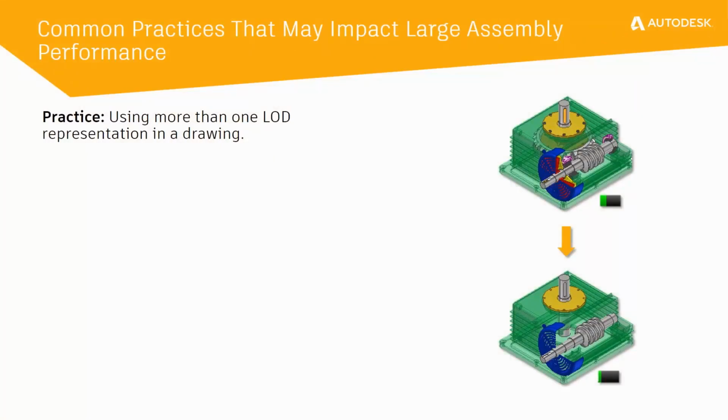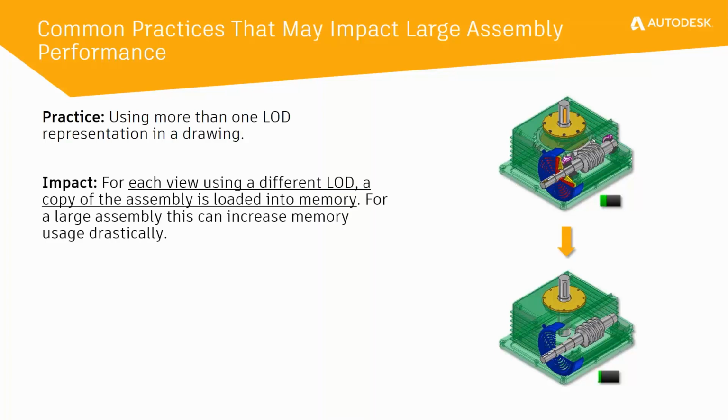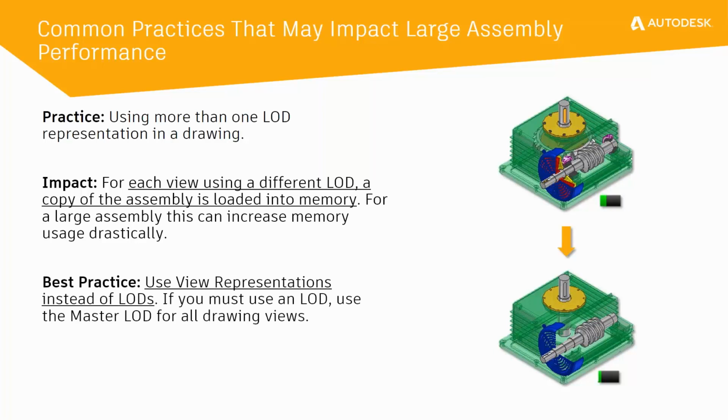Firstly, the practice of using more than one level of display representation inside of a drawing. The impact of doing this means that for every view using a different level of detail, a copy of that assembly is loaded into memory. So across a multi-sheet drawing, you might have 2 or 3 LODs being used, and in essence what's happening in the background to manage this is the system is actually loading 2 or 3 different instances of that assembly into memory. How can you avoid this happening?